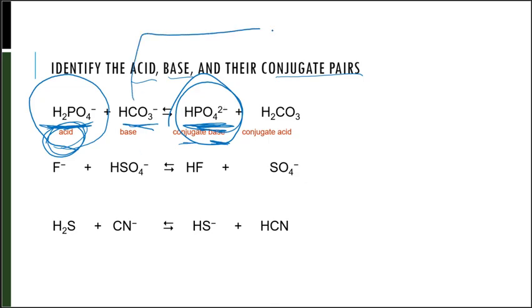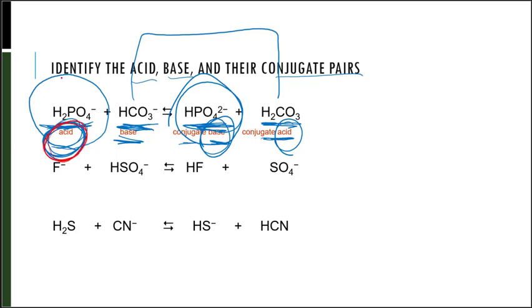Therefore, the other two must be partners, but let's just double check. HCO3 minus and H2CO3. This has more H's. It's got to be the conjugate acid, which makes sense because if this was the base, this guy has to be the acid. And if this was the acid, this has to be the base. Let's double check to make sure that we have that proton donor and proton acceptor.